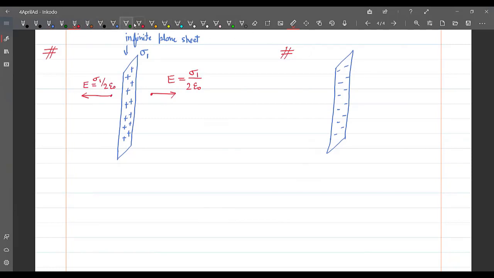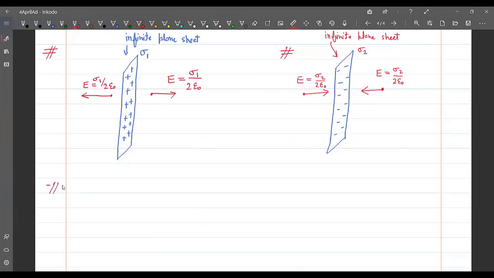If suppose the infinite plane sheet is negatively charged, so let us say the charge density is sigma 2. In that case, you can write the electric field will be towards the surface, and its value will be sigma 2 by 2 epsilon naught. Okay. The only difference is that electric field is towards the charged surface. That's the only difference. And magnitude remains same, sigma 2 by 2 epsilon naught.